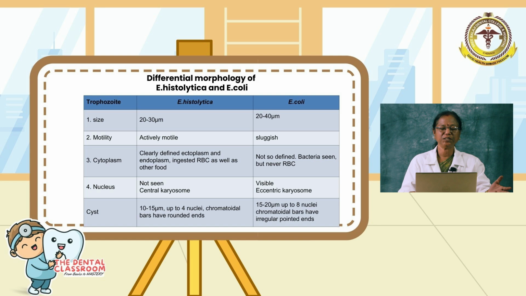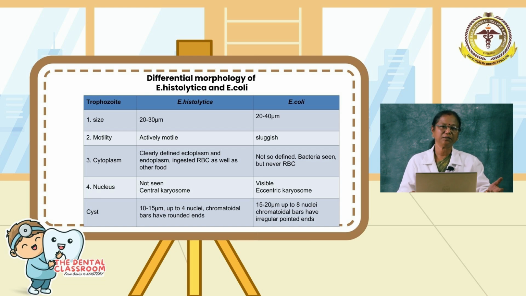And if you see the nucleus, again they are different. In case of Entamoeba histolytica, the nucleus is not very clearly visible, but you see the central karyosome. In case of Entamoeba coli, the nucleus is visible, but you see the karyosome in an eccentric position, not in a central position.